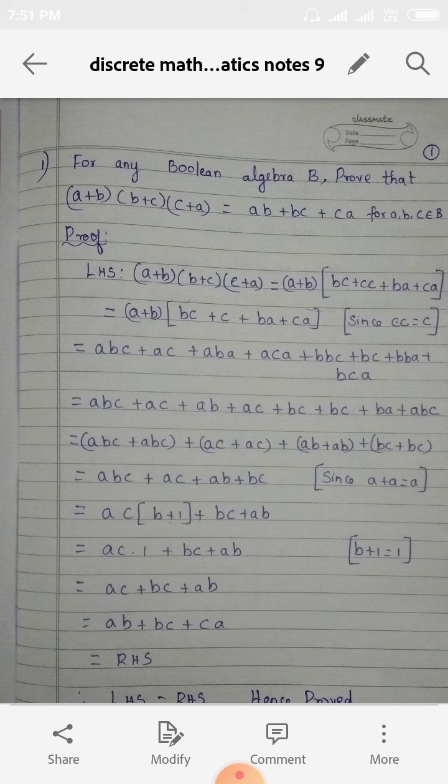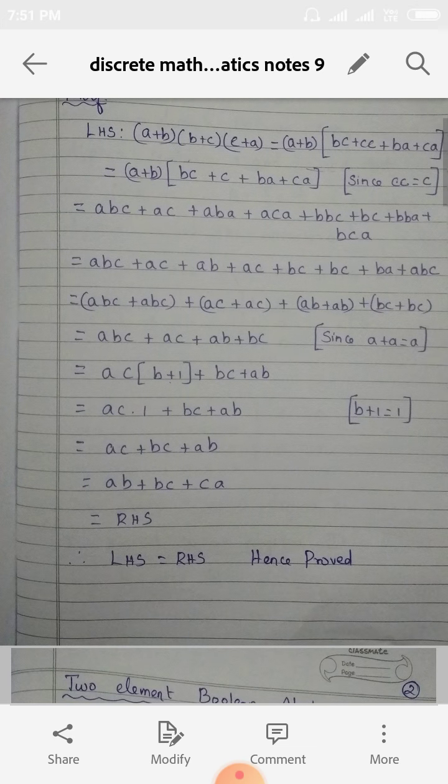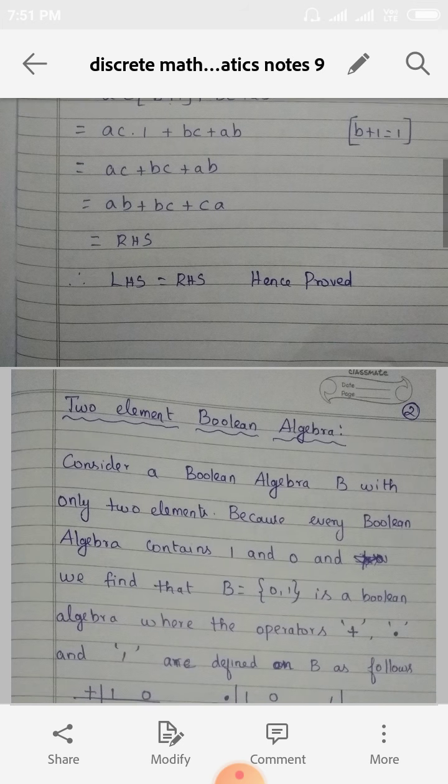Okay. Right. The first two terms ABC plus AC. Take AC outside. We get AC into (B + 1) plus BC plus AB. We know that B plus 1 is nothing but 1. So write AC plus BC plus AB. That is nothing but AB plus BC plus CA, which is equal to RHS. Hence LHS is equal to RHS. Okay. See the next one.